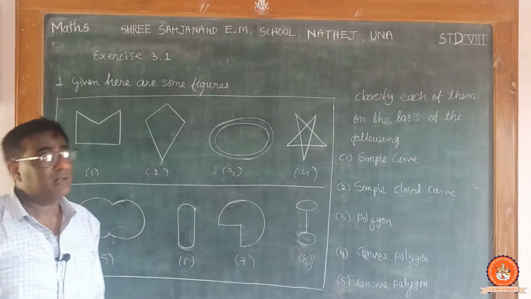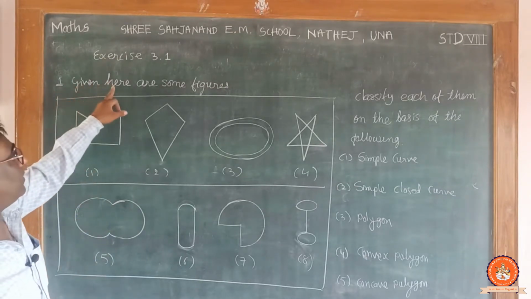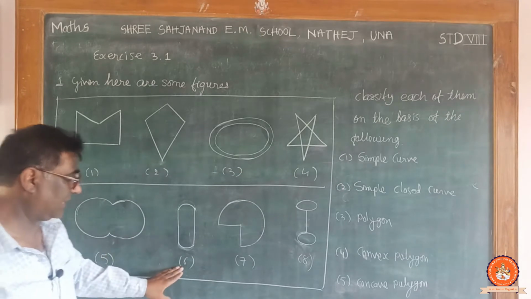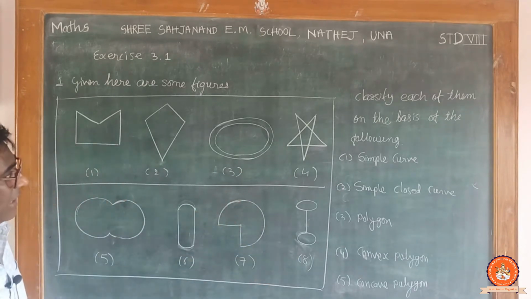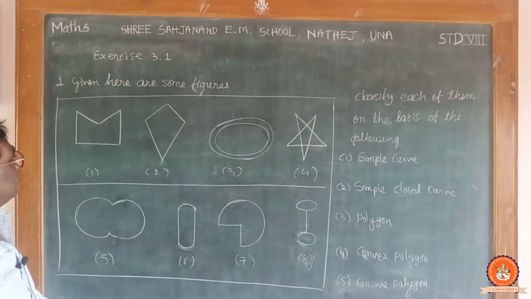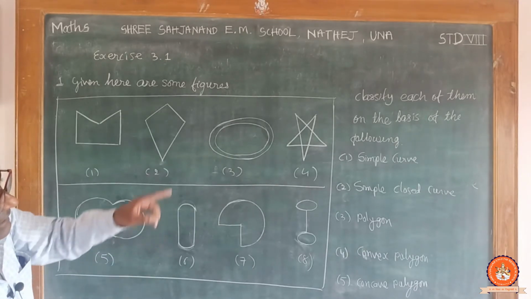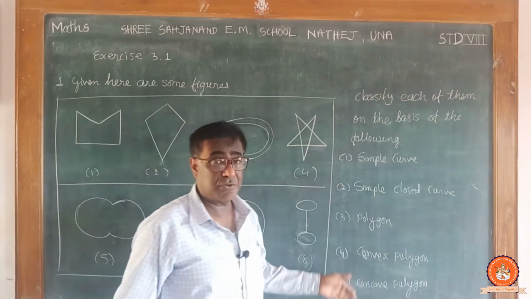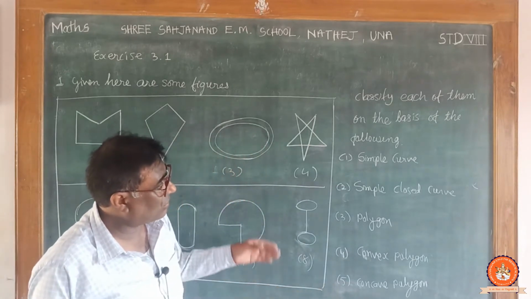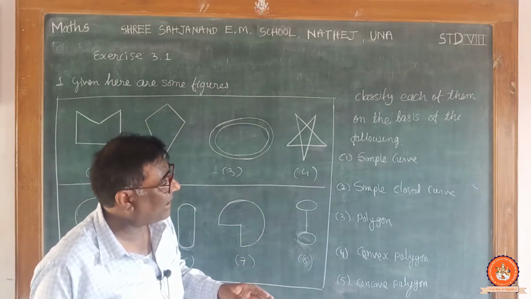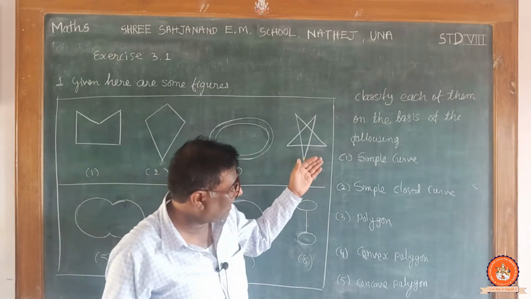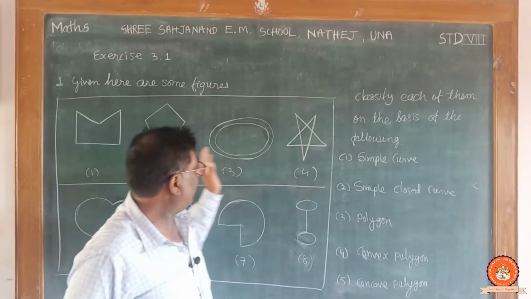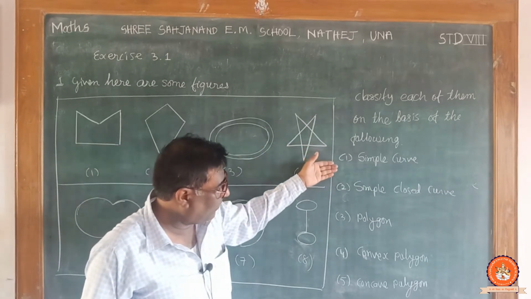Now exercise 3.1, question number 1. Given here are some figures 1, 2, 3, 4, 5, 6, 7, and 8. So there are 8 figures given to us. Now we have to classify each of them on the basis of the following. There are 5 bases given here. Keep one thing in mind: one figure can be classified in more than one criterion. A single figure can lie in more than one criterion.